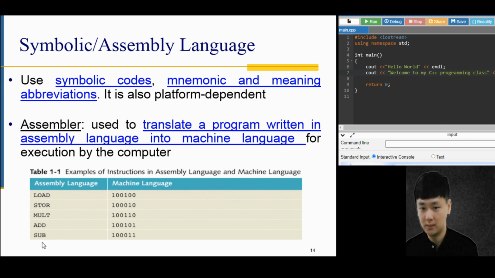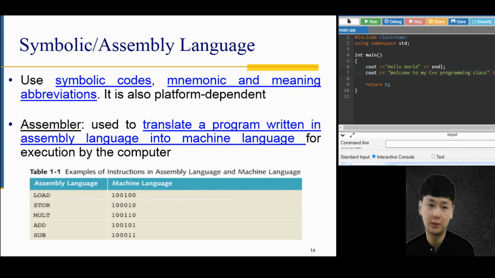Okay, it is easier to program and more understandable compared to the machine language. Since the computer systems recognize only machine language, we need a translator to help us translate the program written in this assembly language into the machine language for execution by the computer later.